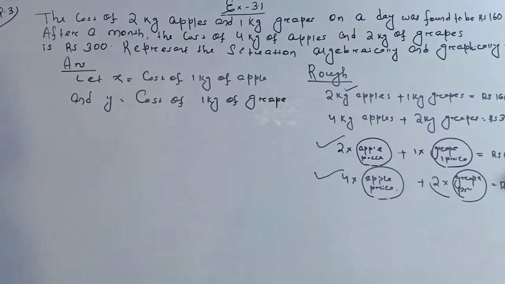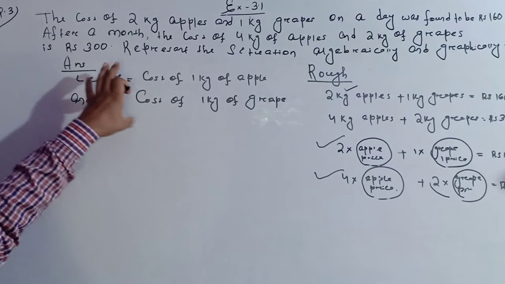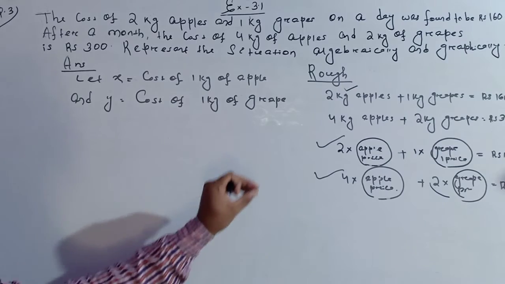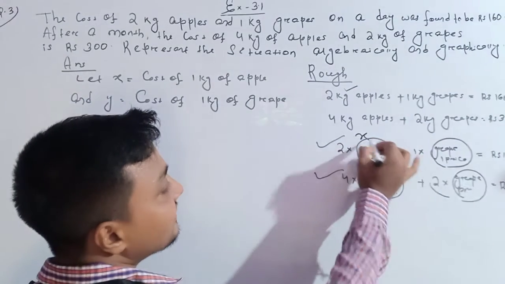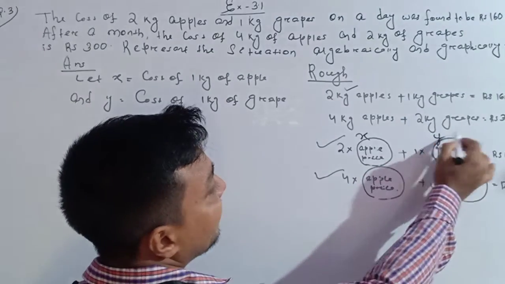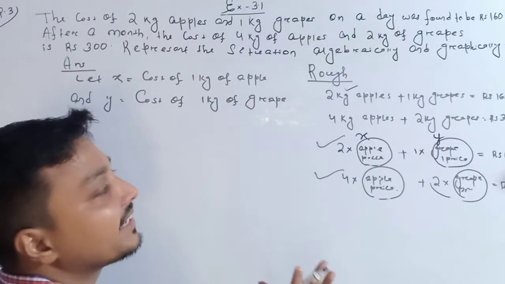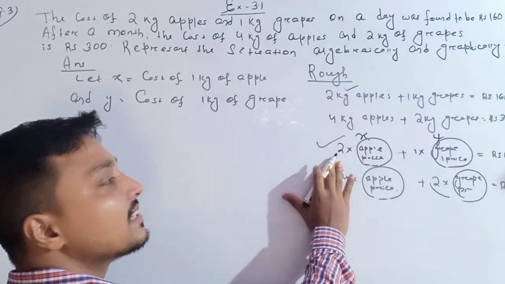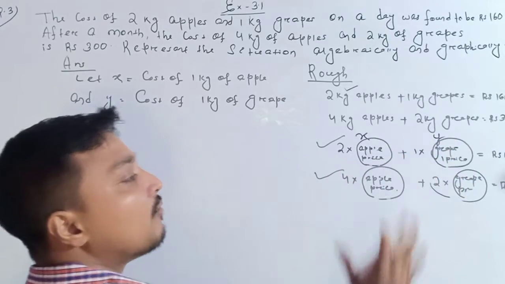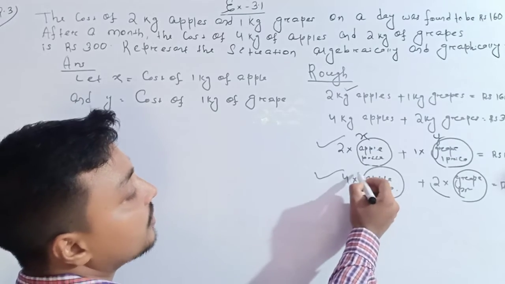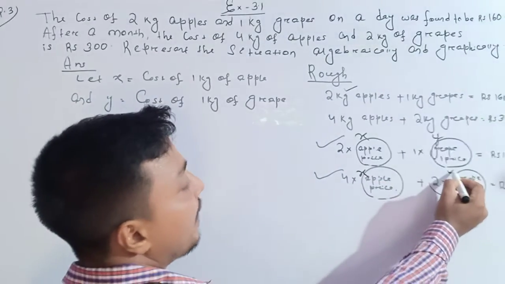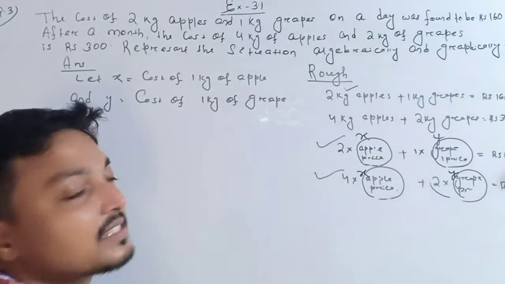Correct? So whenever we implement x and y in the equations, it becomes 2x plus 1y. So the first linear equation becomes 2x plus y equals rupees 160, and the second equation becomes 4x plus 2y, which equals rupees 300.